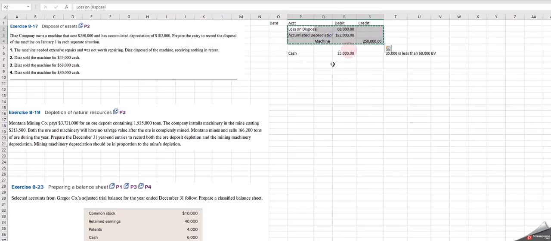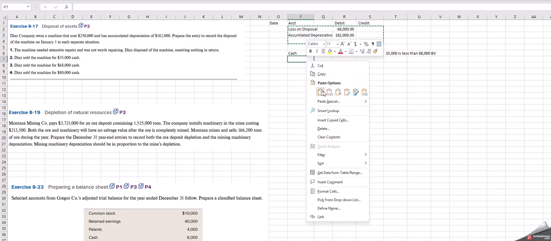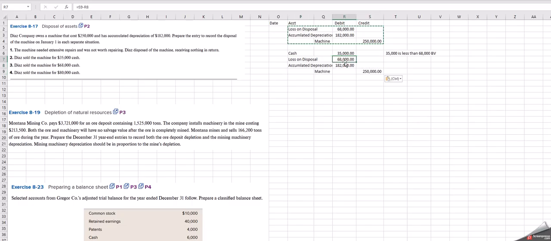So I'm going to go ahead and copy those down and put them down in here. But my loss will be a different number. So I still have to get rid of the machine at $250,000. I still have to get rid of the accumulated depreciation at $182,000. But now my difference between the $35,000 and the $68,000 is going to be my loss. And again, you can always double check that our journal entries balance, and it does.